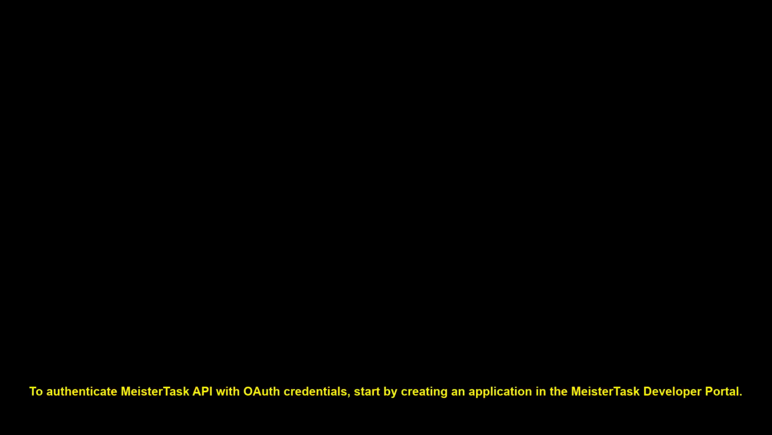To authenticate MeisterTask API with OAuth credentials, start by creating an application in the MeisterTask developer portal. Visit the MeisterTask developer portal and log in with your account. Once logged in, navigate to the Applications section. Click on the Create New Application button to initialize the process.